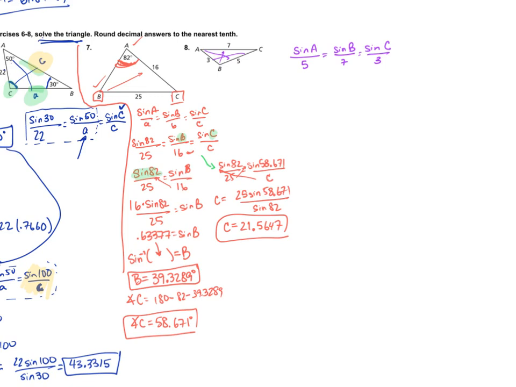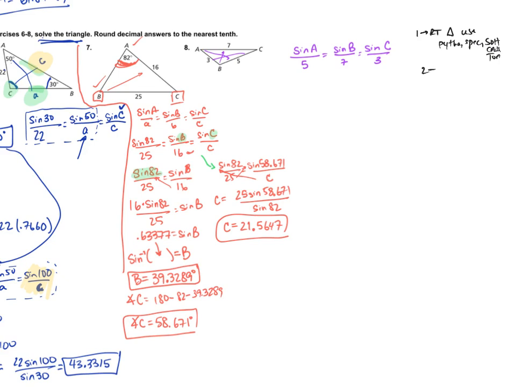Since the law of sines doesn't work, my next step is the law of cosines. So let me, again, write this down for you. We said step 1, if it's a right triangle, use the Pythagorean Theorem, special right triangles, or SOHCAHTOA.